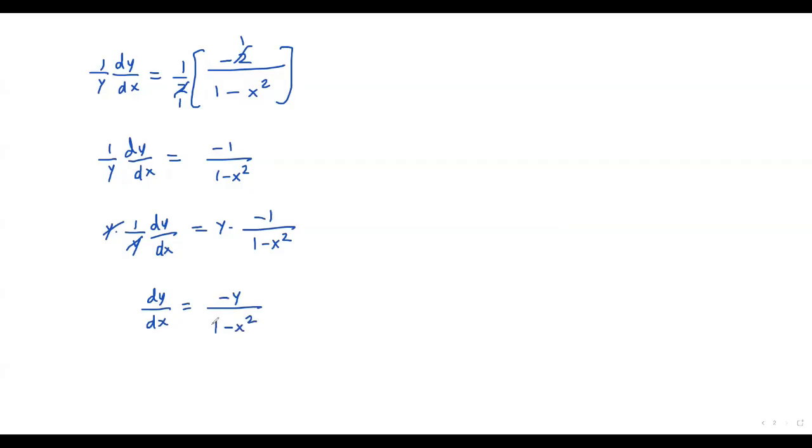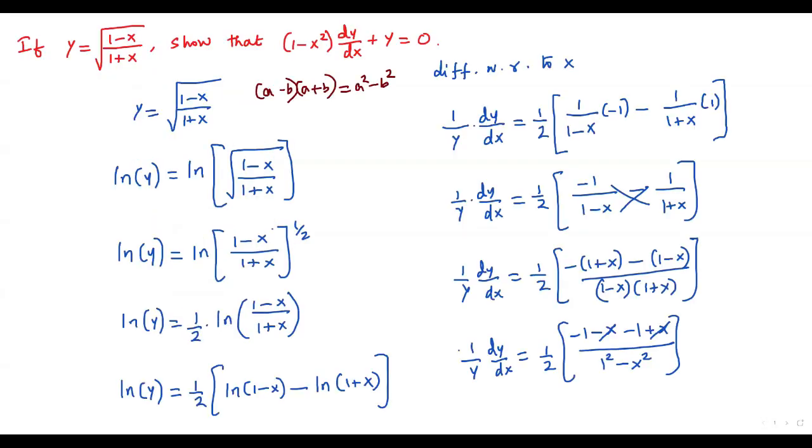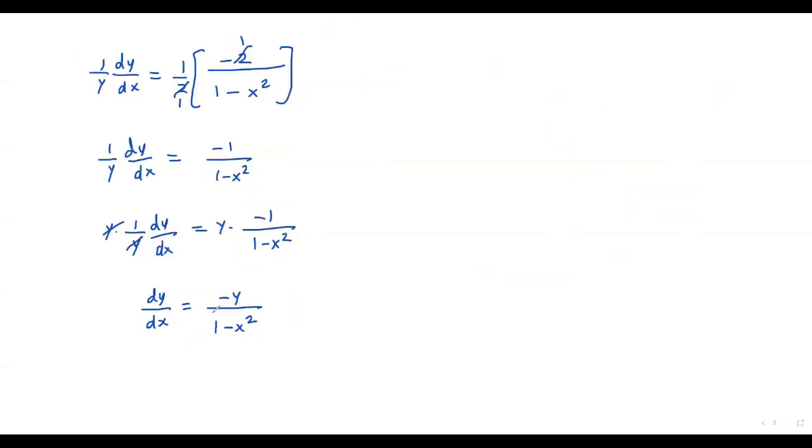Here I got the result for dy over dx, but when I look at the result given in the question, this dy over dx is multiplied by 1 minus x square. So now what we can do is multiply both sides of this equation by 1 minus x square. Let me do it. Let me multiply the left side by 1 minus x square, and the right side by 1 minus x square. So the 1 minus x square in the denominator will cancel out. Then I'm getting 1 minus x square times dy over dx equals, on the right side, just negative y. Now let me add y to both sides.